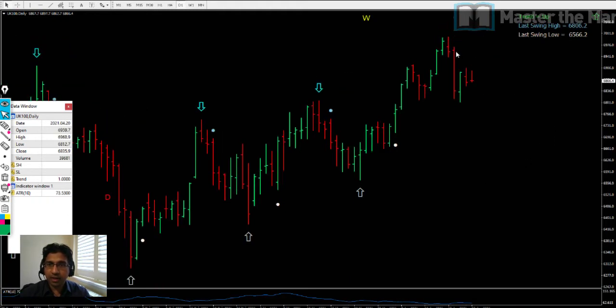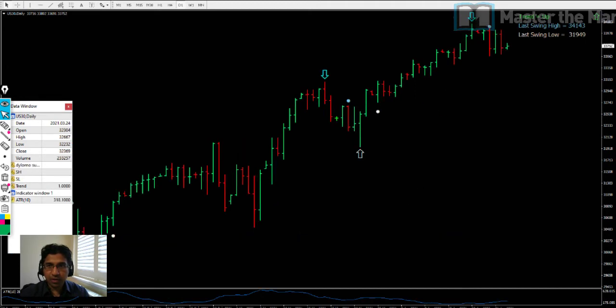FTSE, on the other hand, uptrend, open equity diminishing to the upside over here, so I would look for shorts at the moment. And even if I were to take longs, I'd be a bit more cautious, and I'd look for particular resistance levels to be taken out.